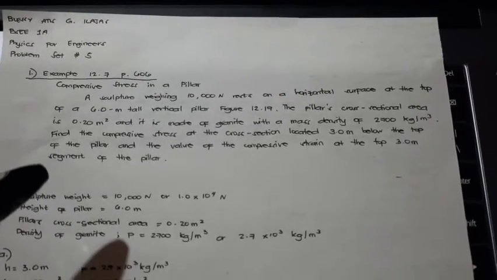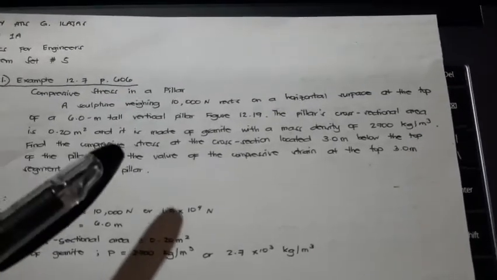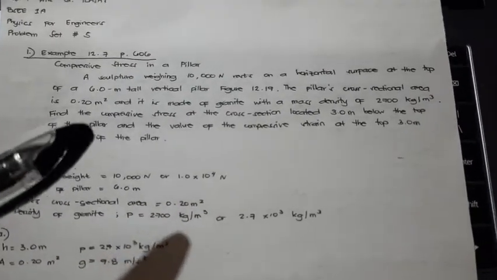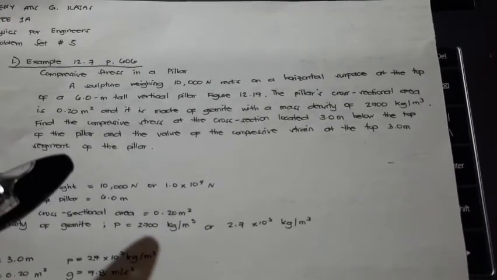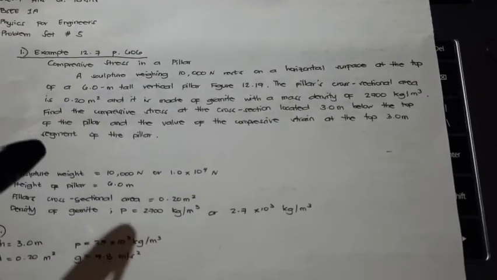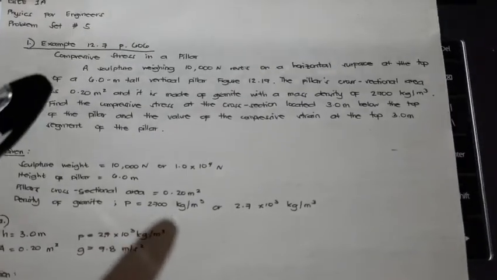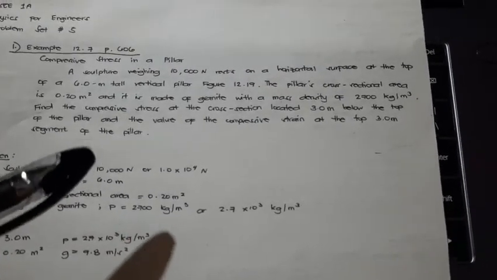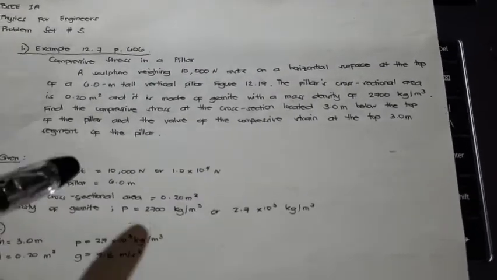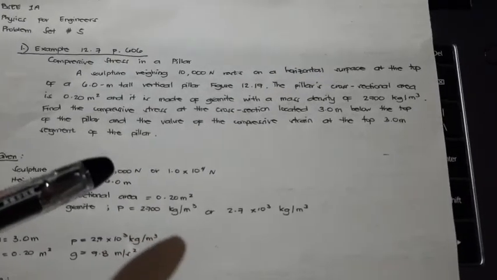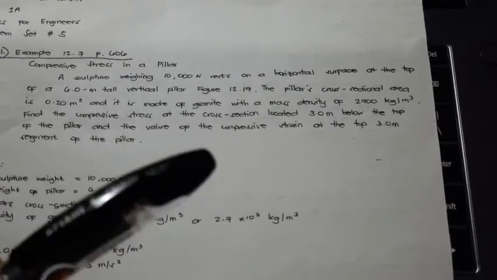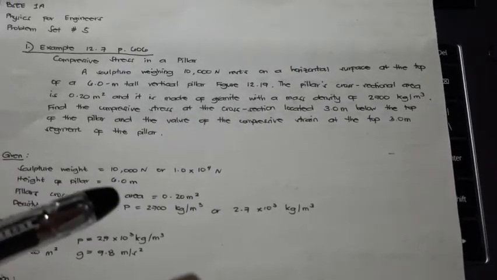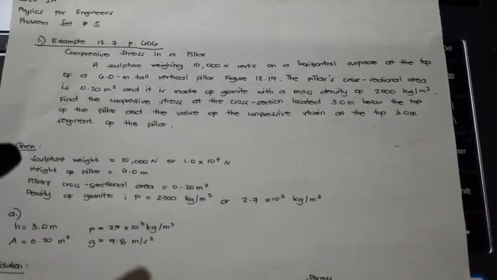Compressive stress in a pillar. A sculpture weighing 10,000 Newton rests on a horizontal surface at the top of a 6.0 meter tall vertical pillar, figure 12.19. The pillar's cross-sectional area is 0.20 meter squared and it is made of granite with a mass density of 2,700 kg per meter cube. Find the compressive stress at the cross-section located 3.0 meter below the top of the pillar and the value of the compressive strain at the top 3.0 meter segment of the pillar.